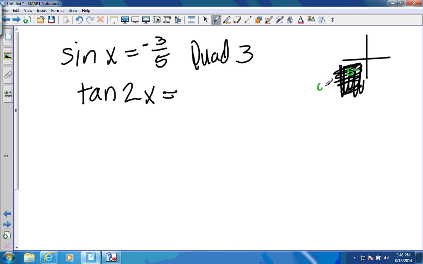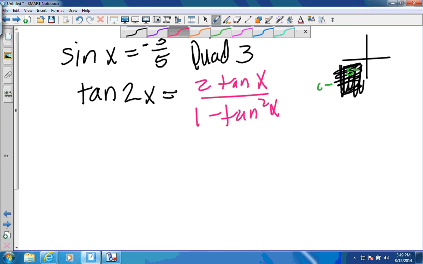And so is cosine. So then tangent of 2x is the same as 2 tan of x over 1 minus tangent squared of x. Now we know that sine is negative 3/5, so we have to figure out what tangent of x is equal to. The easiest way to figure out anything dealing with sine, cosine, and tangent, if you know one of the other ones, is to construct a right triangle.